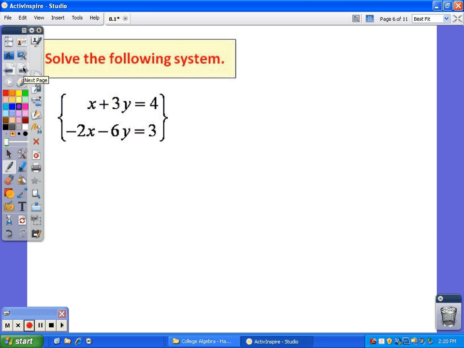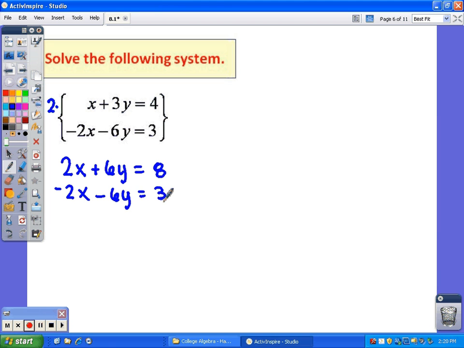So let's look at this next example. Using any method you want, probably the easiest method would be the addition method. I could multiply the top by 2 and have opposite coefficients. So if I multiply the top by 2, we would have 2x plus 6y is equal to 8. Leaving the bottom alone, we would add: 2x plus negative 2x is 0, 6y plus negative 6y is 0 also, and then 8 plus 3 is 11. Now notice what happened.